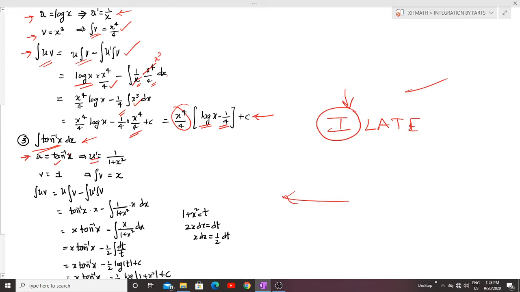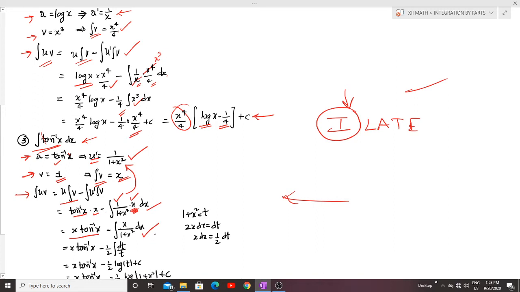Then the derivative of tan inverse x is 1 by 1 plus x square. And v is equal to 1, I have taken, the reason being that along with tan inverse x nothing else is there, so I take 1. So the integration of v is x. Now I write the formula once. Substituting, u integration v means tan inverse x into x minus integral of u dash, which is 1 by 1 plus x square, into x into dx, because integration of v is x. Then it is x tan inverse x minus integration of x by 1 plus x square into dx.